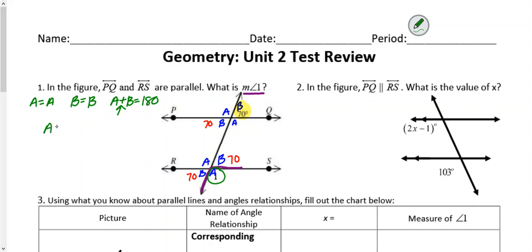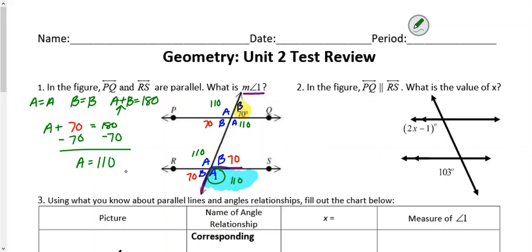So if I fill that in, A plus B is 70 equals 180. I subtract 70 and I get A to equal 110. So anywhere there's an A, I could fill in 110, which gives me my answer, because angle 1 is A, and A now equals 110.